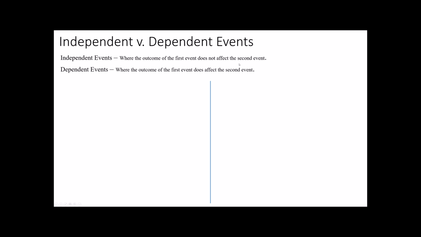So let's take a look at the definitions of these two terms. Events are independent when the outcome of the first event does not affect the outcome of the second. They are dependent when the outcome of the first event does affect the outcome of the second. Now, it's going to be important for us anytime we have more than one event occurring that we're clear on whether we are dealing with something that is independent or dependent. So let's take a look here.